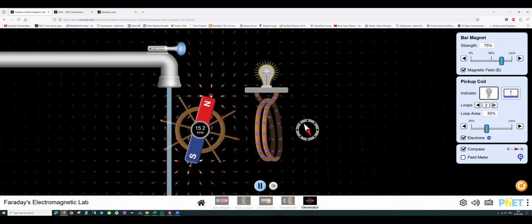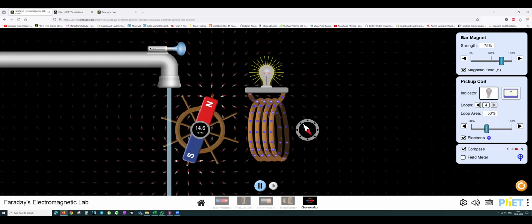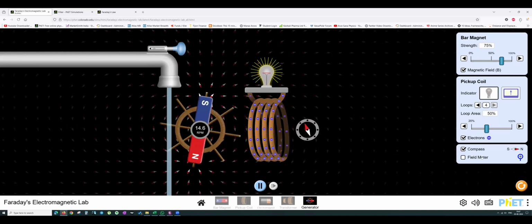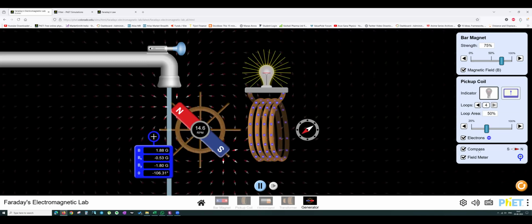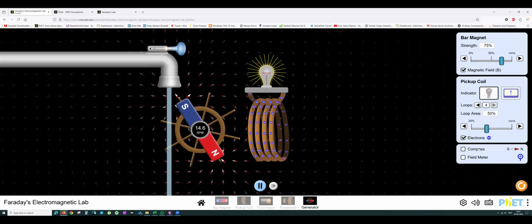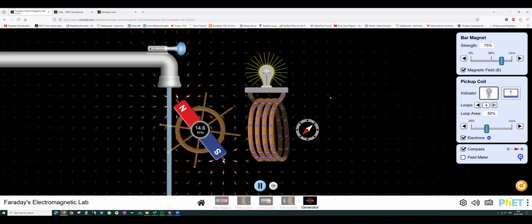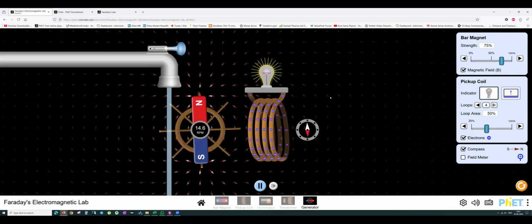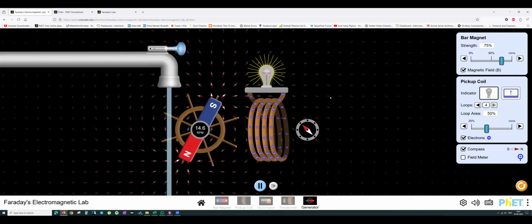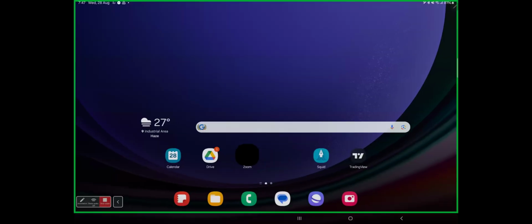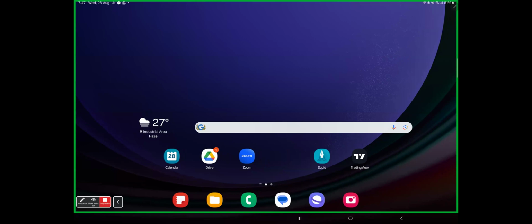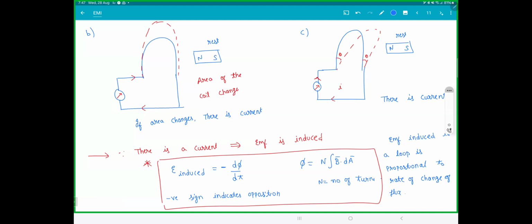You can have more loops, and you can see the bulb will glow much brighter. You can increase the loop area. That is a field meter. Okay, these are the compass needles. Clear? So that is the proof I can give you. If you ask me, sir, how does Faraday know, why are you getting this? This is the thing. Clear with this?